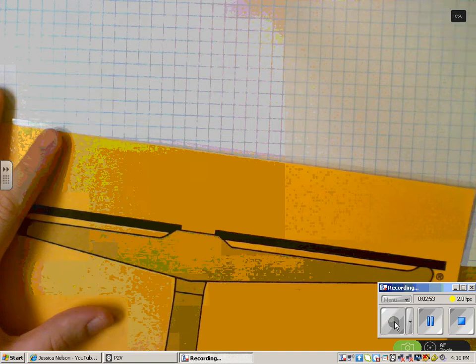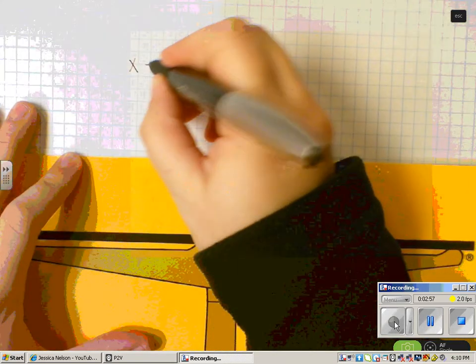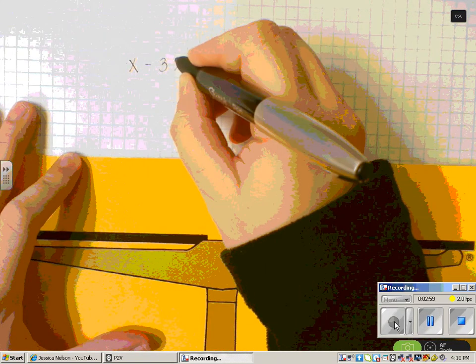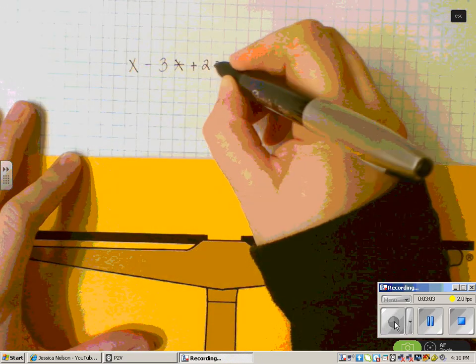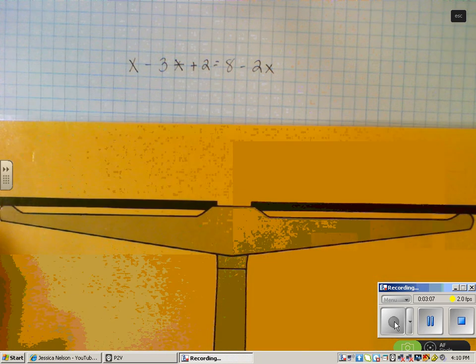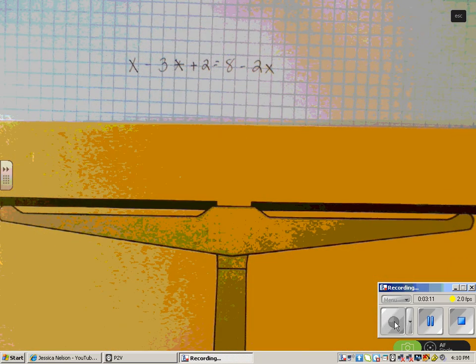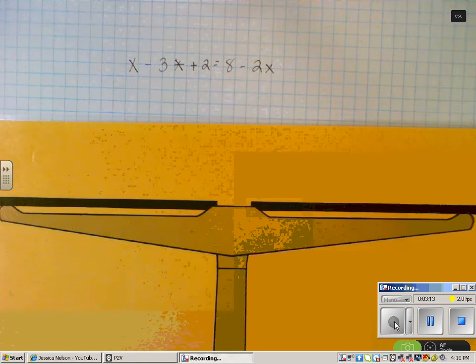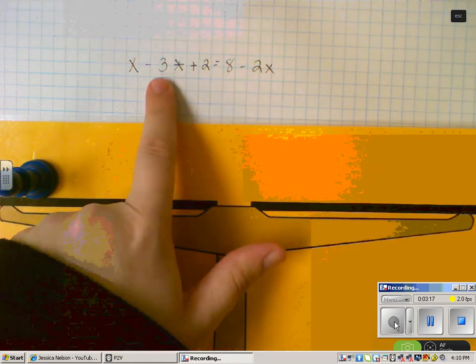Let's say we have x minus 3 star plus 2 equals 8 minus 2x. Let's do this one together. So on your scale, you can put an x, and you have to take away 3 stars.